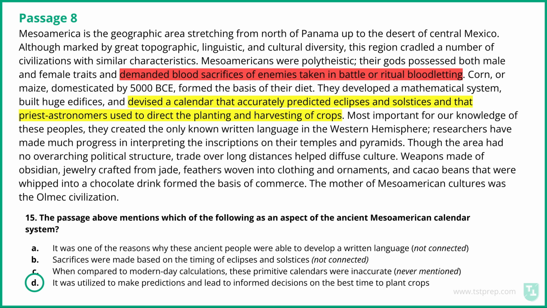15, the passage above mentions which of the following as an aspect of the ancient Mesoamerican calendar system? D, it was utilized to make predictions and lead to informed decisions on the best time to plant crops. If you notice A and B, the answer choice says not connected. What that means is that it's not connected to the Mesoamerican calendar system. So for example, A, it was one of the reasons why these ancient people were able to develop a written language. Having a calendar and developing a written language is not connected. Those are two separate things. So that's why it says not connected, and that's why A is wrong.